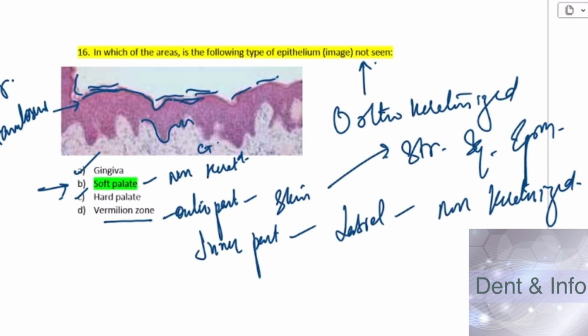So look at the presence of nuclei. If no nucleus at all, orthokeratinized. If pyknotic nucleus is there, then parakeratinized.